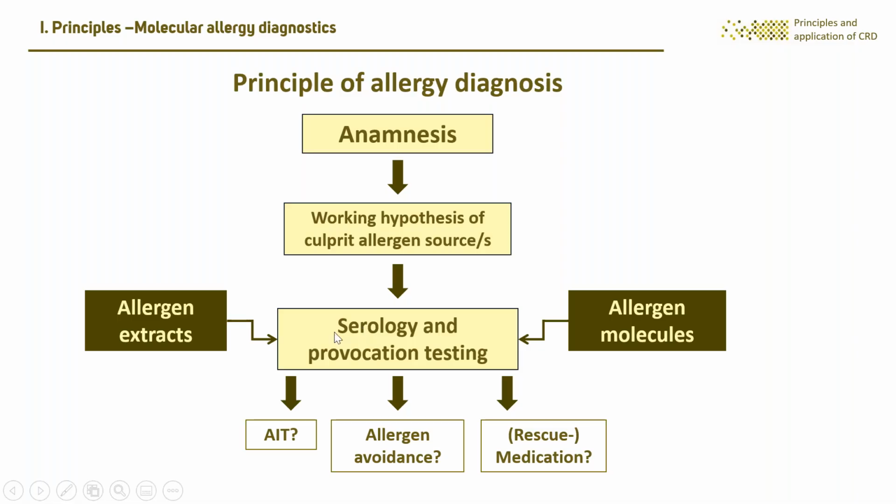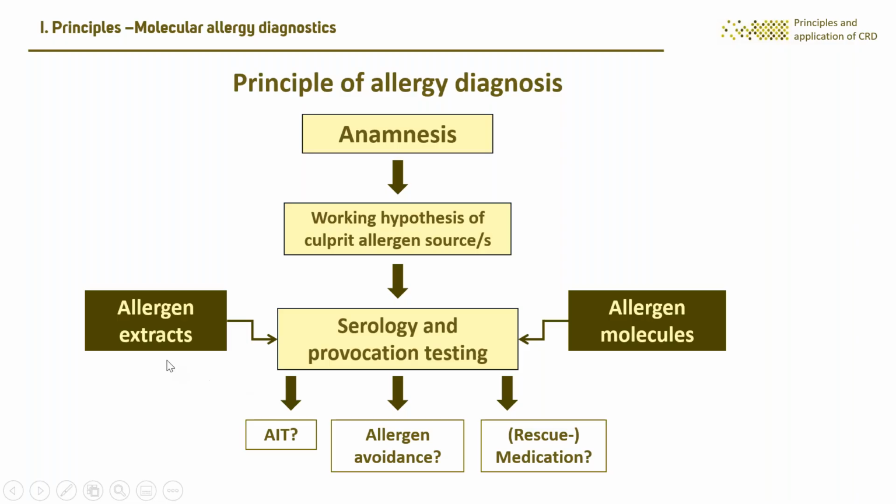In the next step, we try to scrutinize our hypothesis essentially by IgE testing and by provocation tests, mostly skin prick testing. Well, since more than a century, we do this by using allergen extracts, but in the last few decades, more and more allergen molecules became available for these confirmatory tests. And based on the results, finally, we are able to give targeted advice to our patients if we can recommend immunotherapy or which allergen sources specifically the patient should avoid, or if we rather go for symptomatic medication.